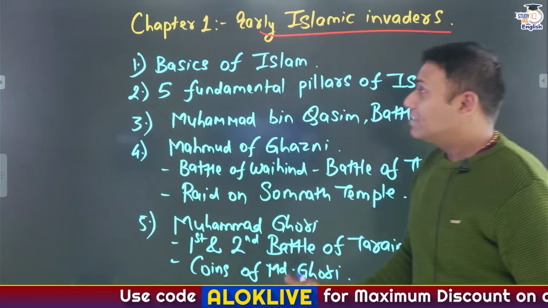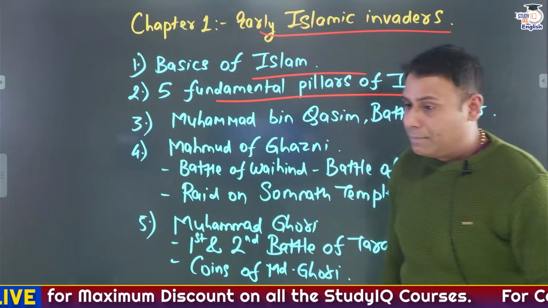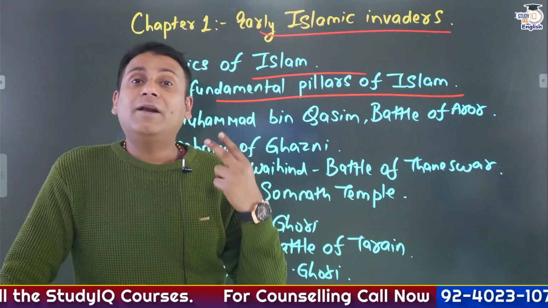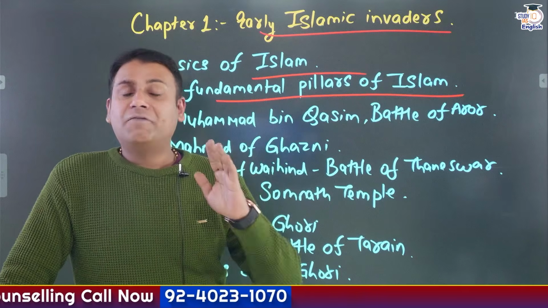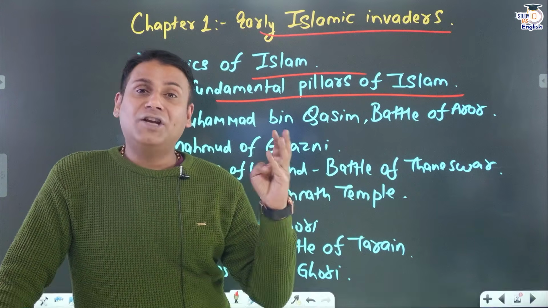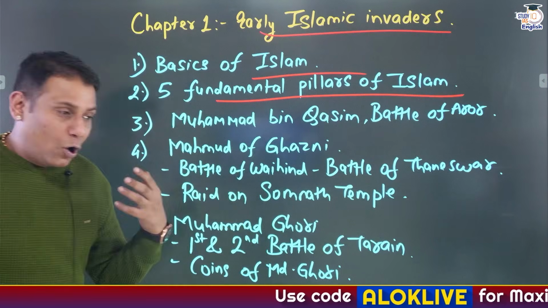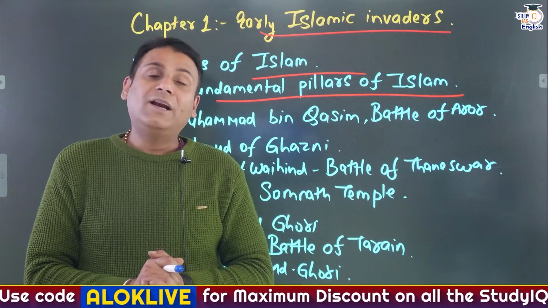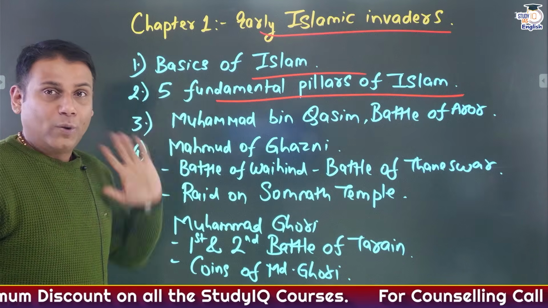Okay? So, study about the basics of Islam, the 5 fundamental pillars of Islam, such as the unity of God, second, offering namaz or prayer to Allah 5 times. Then there are different kinds of namaz: Zuhar ki namaz, Duhar ki namaz, Maghrib ki namaz, Isha ki namaz, okay, Fajr ki namaz. Then there is a concept called zakat. Zakat means charity. Then roza. Then comes the concept of Hajj. So the 5 fundamental pillars of Islam, just go through them.